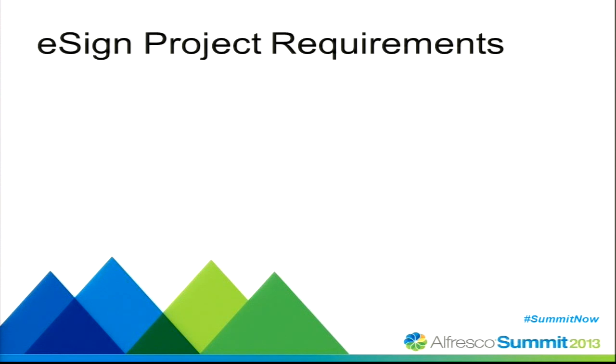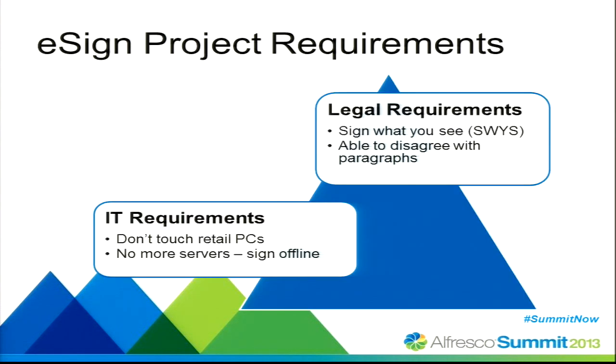eSign project had few but very important business requirements. Most of them came from legal department and IT department. Legal department requirement number one was for customers to sign what they see, meaning they didn't want customers to sign a document that a retail person is looking at, but rather what they're looking at. Also, they wanted them to be still able to disagree with paragraphs within the contract. This meant really that the signing experience had to be as close as possible to the original paper form.